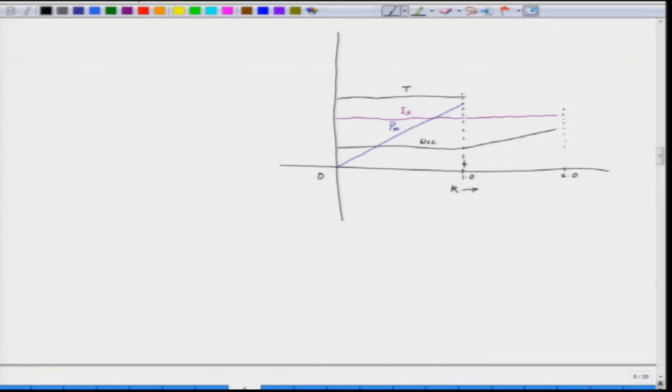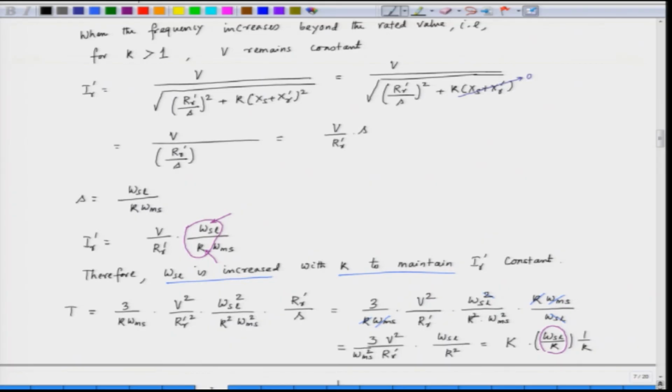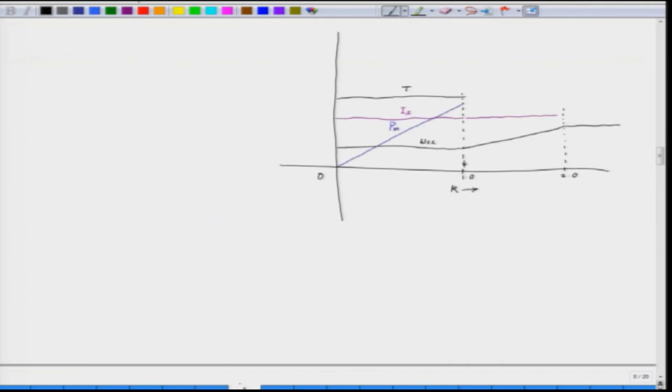So, we reach a still higher speed, which is 2 per unit, and after that we reach the maximum value of slip speed. So, after that the slip speed is maintained constant, and if you maintain the slip speed constant, the current will decrease with k. So, if you increase k and maintain the slip speed constant, the current will decrease. So, the current will decrease beyond 2 because the slip speed remains constant, decreases with k like this.